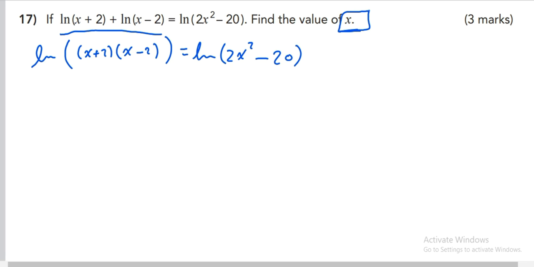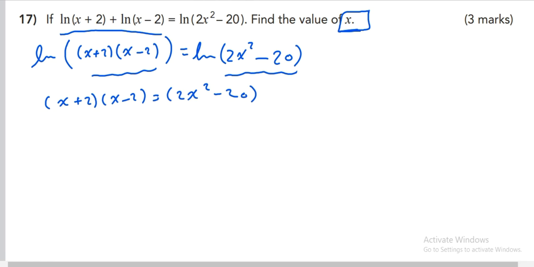Here we have two sides, ln of an expression equal ln of another expression. One ln in left hand side and one ln in right hand side. It means that the first expression equal the second expression.